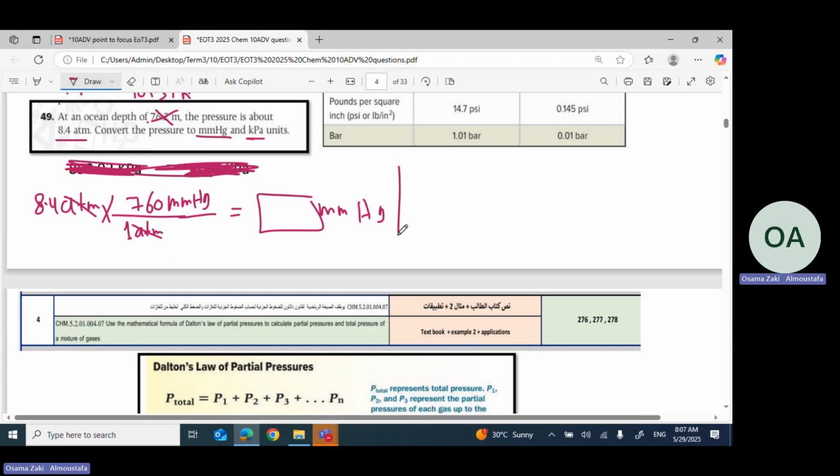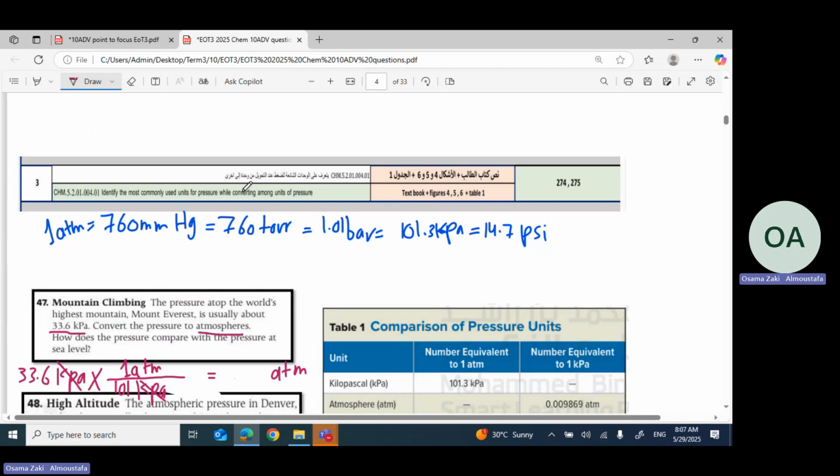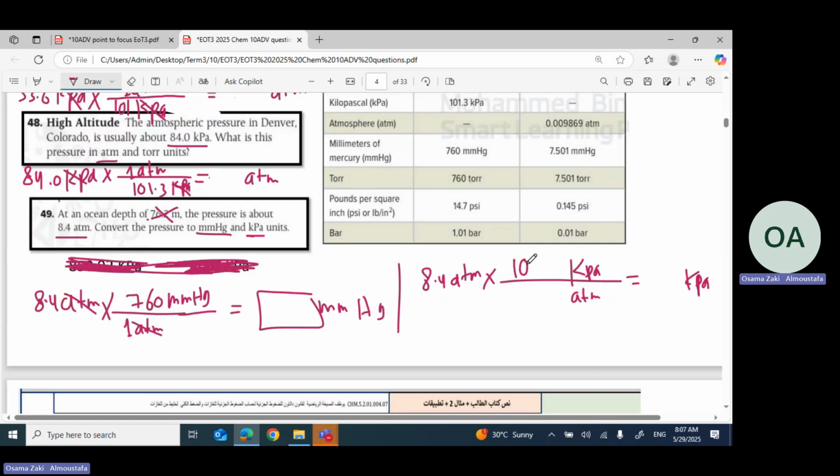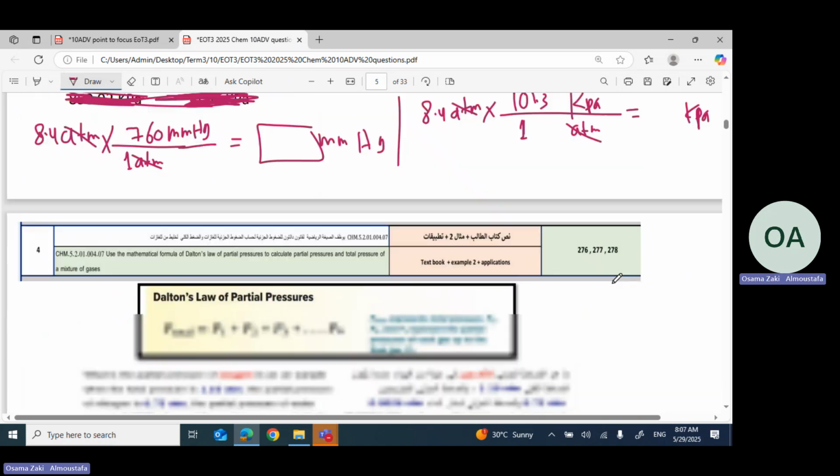If you convert it to kPa, so 8.4 ATM times a conversion to get kPa. So it should be in kPa. What do we have here? ATM, so this is ATM down. Unknown over given. So kPa is 101.3, and 1 ATM. So cancel out the ATM, and you can get the answer in kPa.